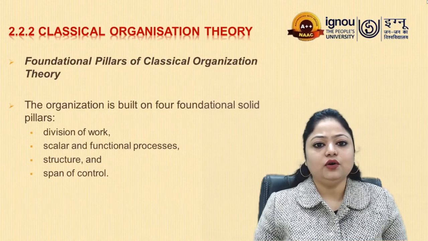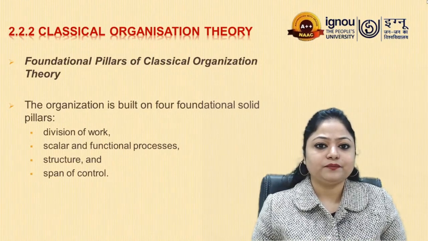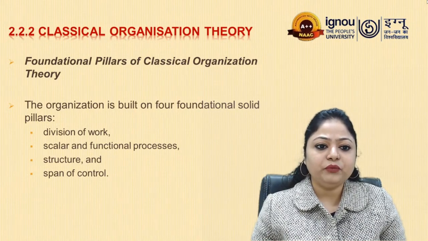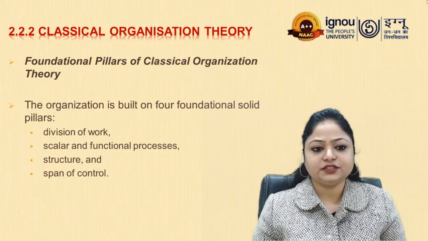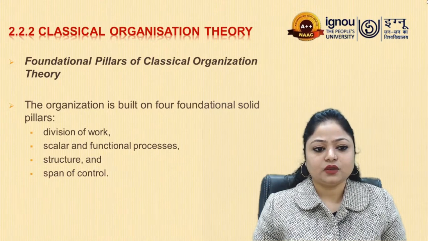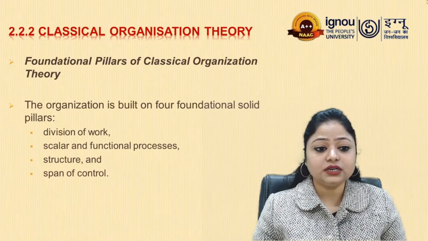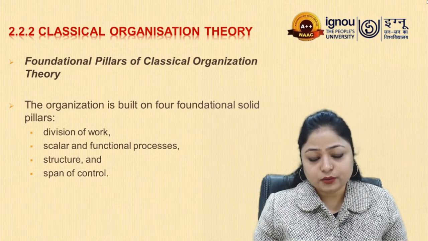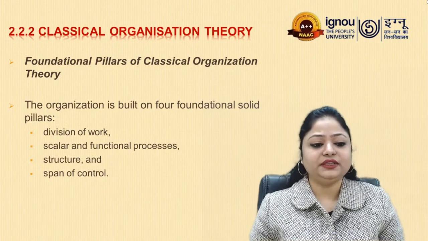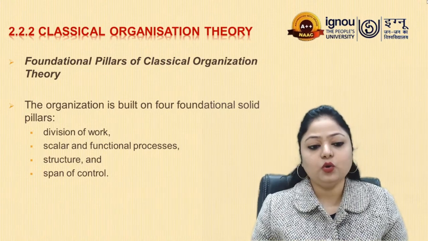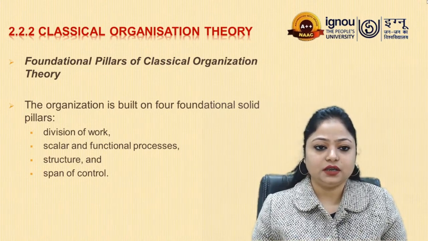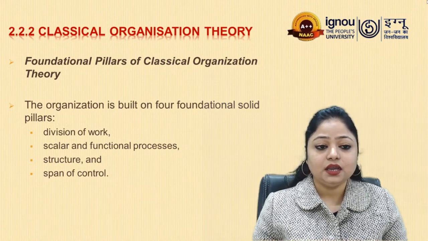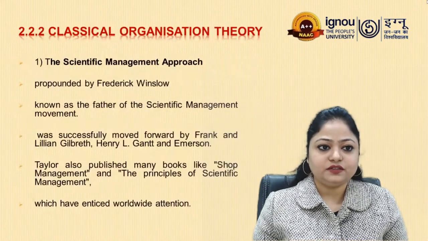So the classical organizational theory suggests that there are four major pillars of the foundation of the organization. What are they? The division of work, scalar rule, and functional processes. Then the structure should be there and span of control. What are these? We'll be discussing them in the 14 principles of management given by Henri Fayol, coming in the last section of this particular unit.